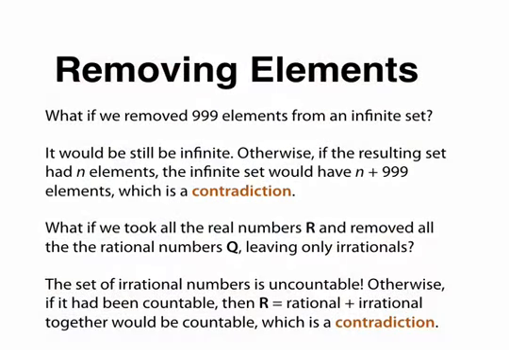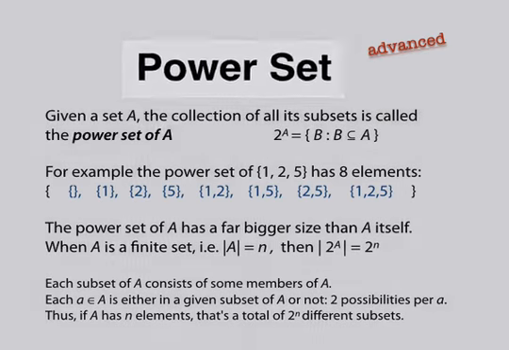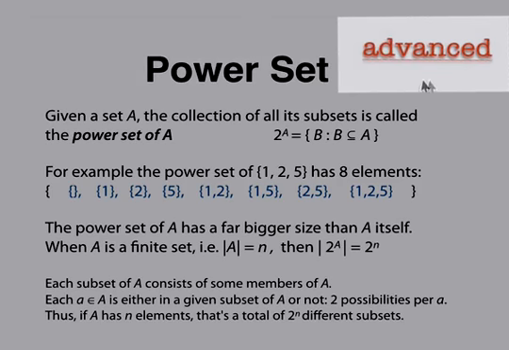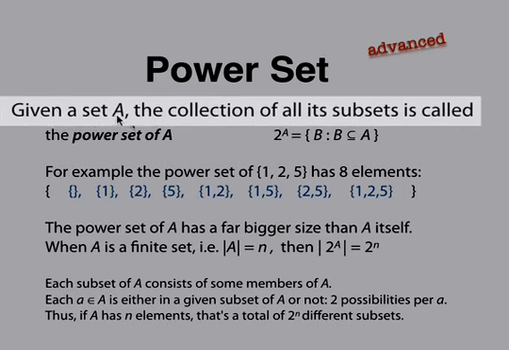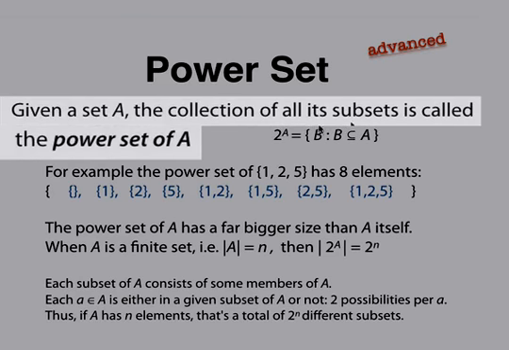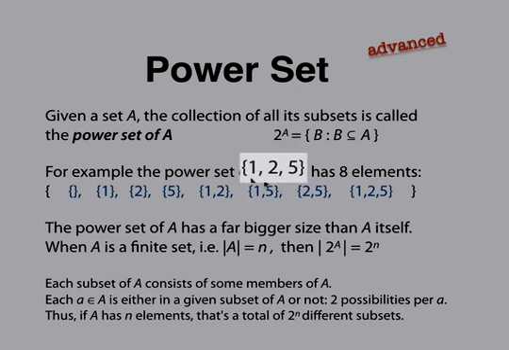So to answer this, we're going to introduce one last concept, and that concept is called the power set. Although I marked this concept as advanced, it's actually pretty simple to explain using the stuff we already know. Given any set A, the collection of all its subsets is called the power set of A. So for example, if this is a set A, it consists of 3 numbers, 1, 2, and 5, then what possible subsets could you have?